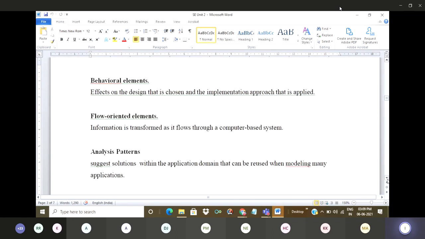Next is behavioral elements, which affect the design that is chosen and the implementation approach that is applied. Flow-oriented elements: information is transformed as it flows through the computer-based system. Then analysis pattern, which suggests a solution within the application domain that can be reused when modeling many applications.